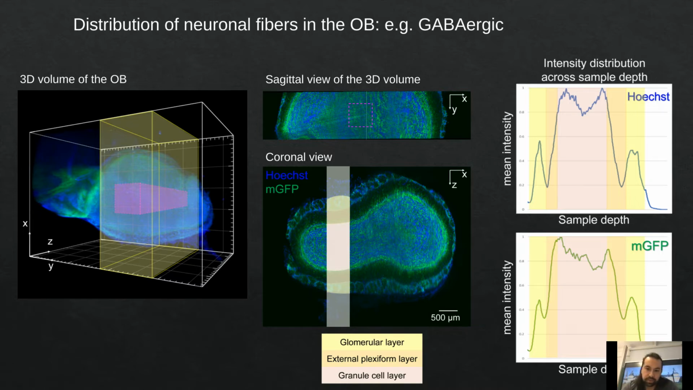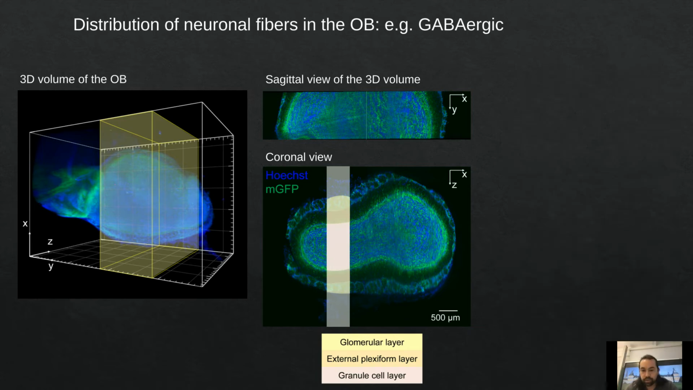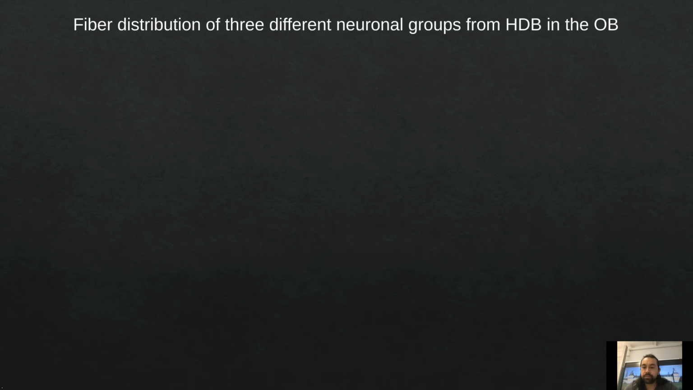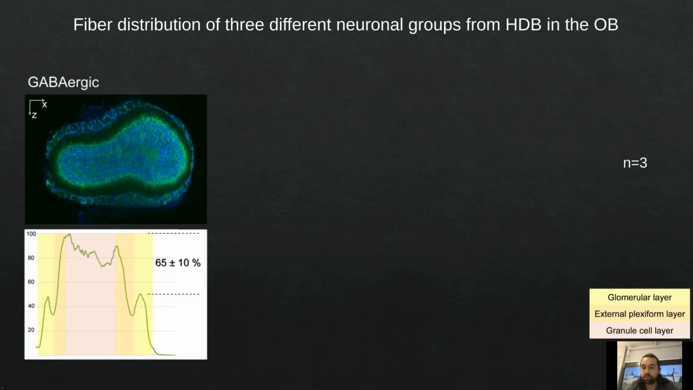So we can see that most of the projections in this sample, that is a GABAergic sample, are distributed towards the center, closer to the granular cell layer, with little in the glomerular layer, and even less in the external plexiform layer. With this, we analyzed three different mice of each group: three mice of GABAergic, cholinergic, and glutamatergic, and we got different distributions.